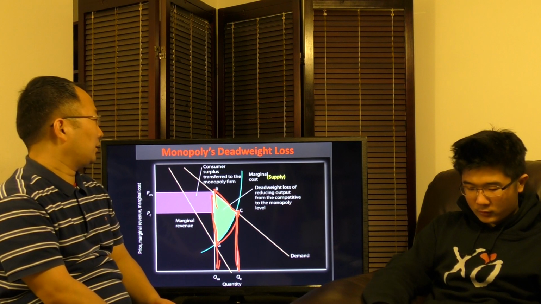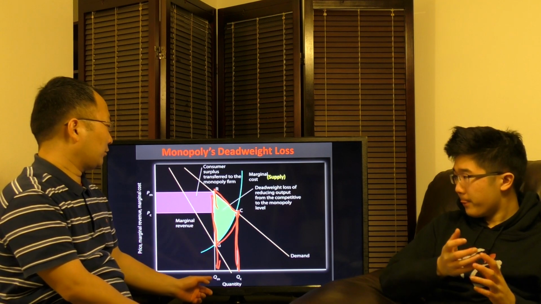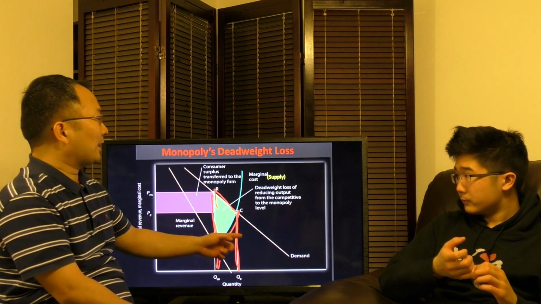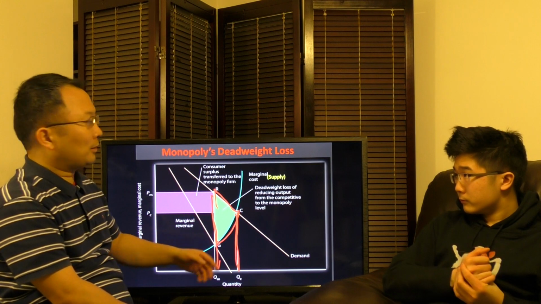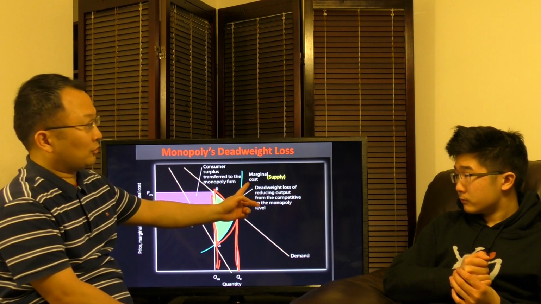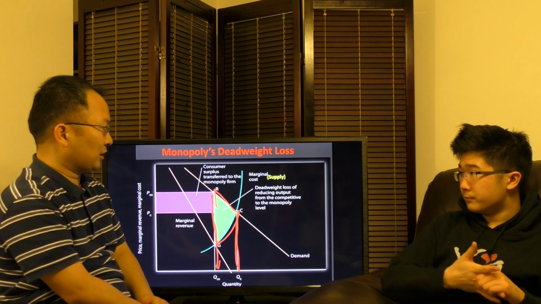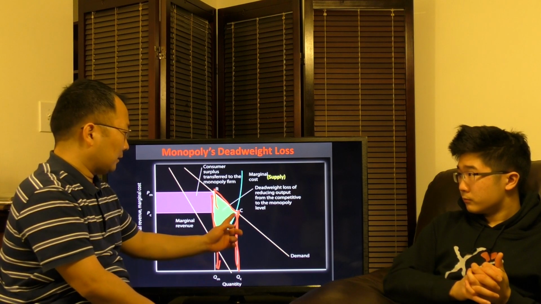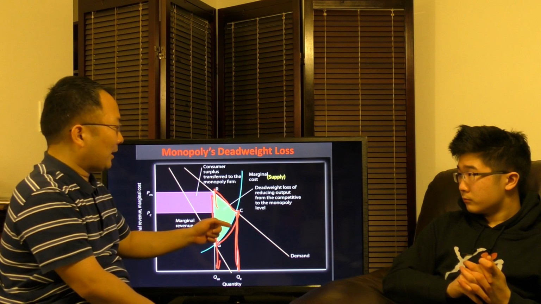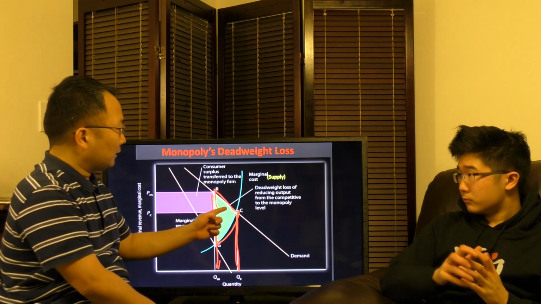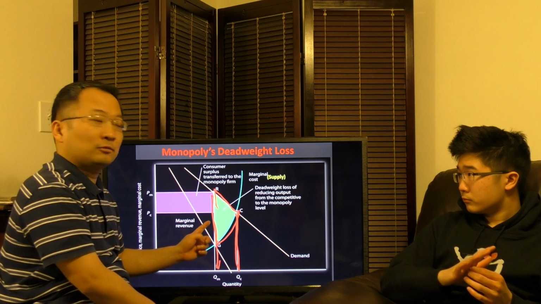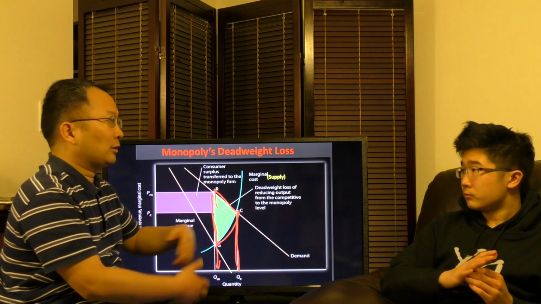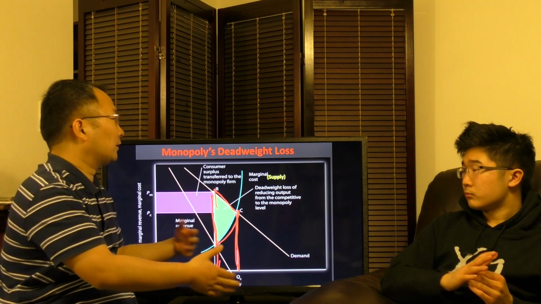It's already mentioned here. As long as we don't produce at a socially optimal point, where demand meets supply, and just remember our supply curve is the same as the marginal cost curve, as we mentioned in earlier episodes, so as long as the quantity is not at this point C, where demand meets supply, we always have this triangle: deadweight loss. Because our output is reduced because of monopoly.